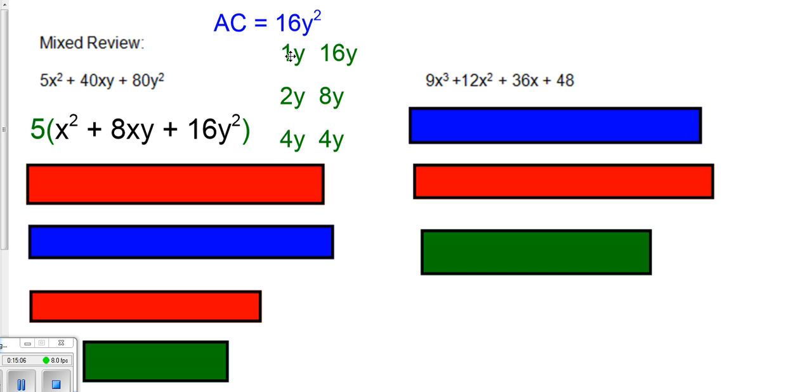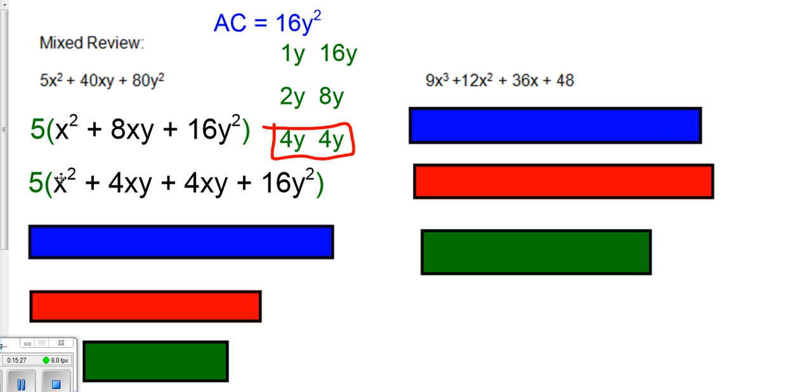When we break it up and find the factors, it would be 1y and 16y, 2y and 8y, 4y and 4y. What we want is to add up to an 8, or an 8y should I say. So obviously in this case it's going to be the 4y and 4y. So like before, we split it up into 4 different pieces, still with the 5 on the outside. That was our greatest common factor from before. And we factor by group.